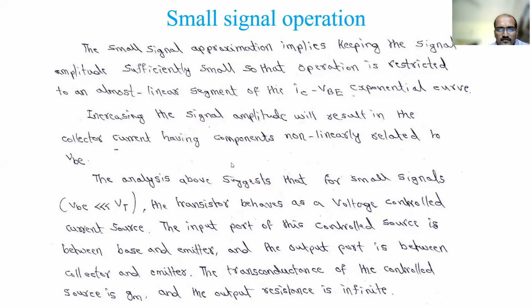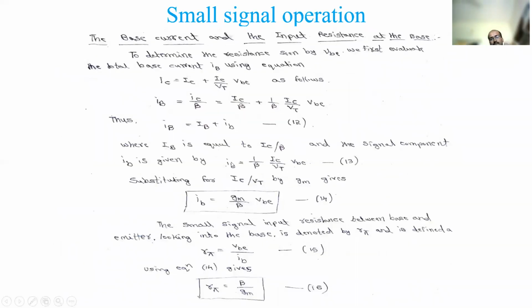Now we'll go to the next one, base current and the input resistance. To determine the resistance seen by VBE, we first evaluate the total base current iB using the equation. How do we calculate that? We already have the expression from the previous derivation: iC is equal to IC plus IC by VT into vbe. This is nothing but the instantaneous collector current equal to the DC collector current plus the AC, or small signal, component.